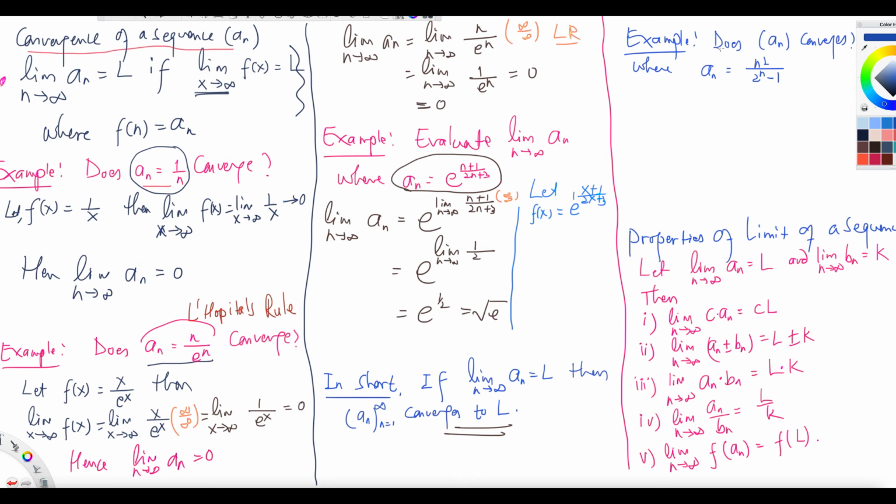So let us do this example. Okay, the very last example before I talk about the properties of the limit. Okay, guys, so does the sequence a_n converge, where a_n is given as n squared over 2 to the n minus 1?